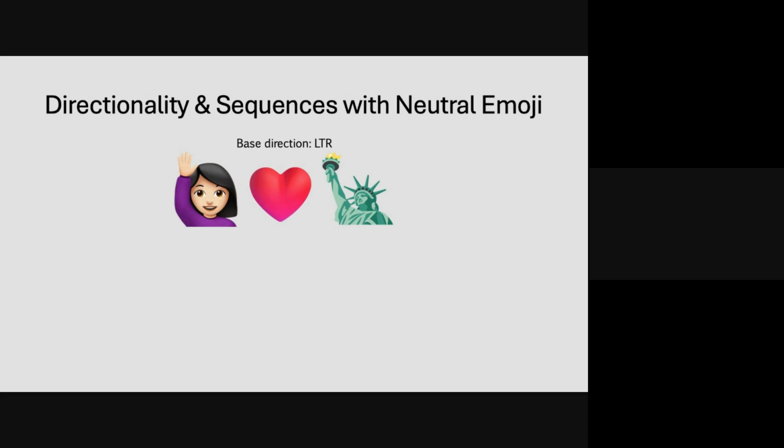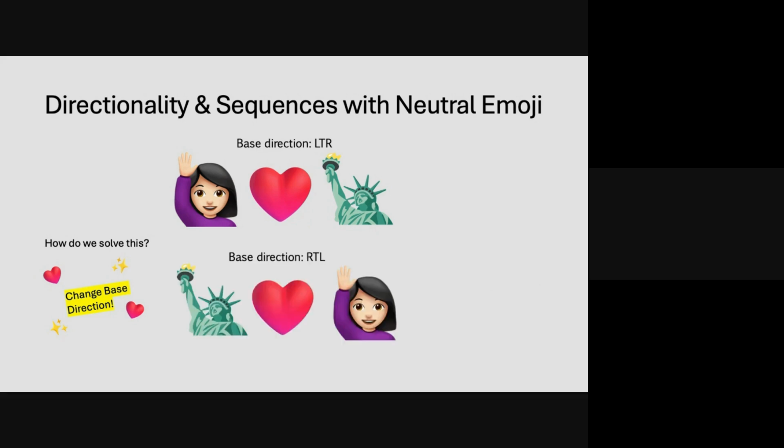How do we fix this? Just like Ben said, this is where changing the base direction comes into play, right? So if we change the base direction, the user can input the emoji in the same order that they would, whether it's left to right or right to left, but the emoji sequence would be presented to right to left readers in the proper way so that it reads, I heart New York.